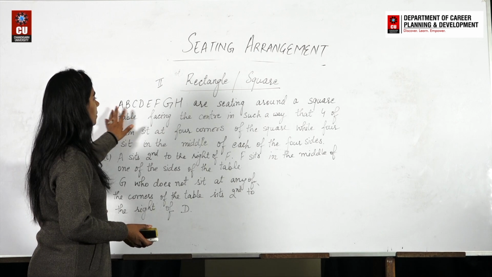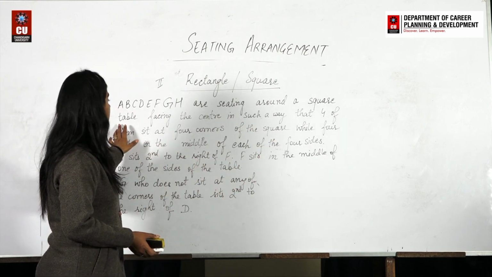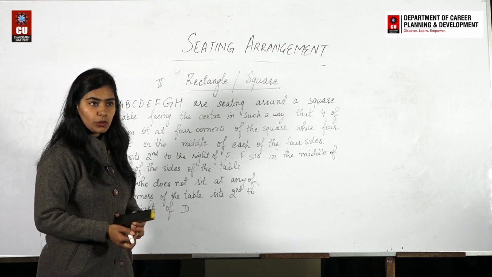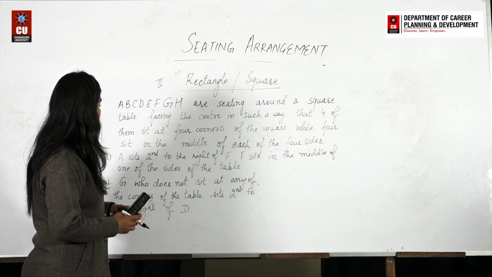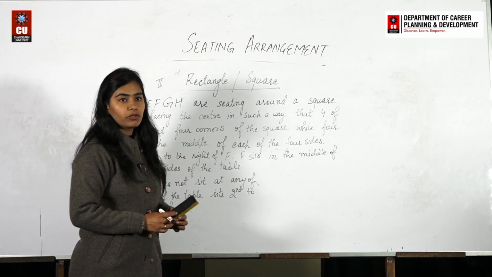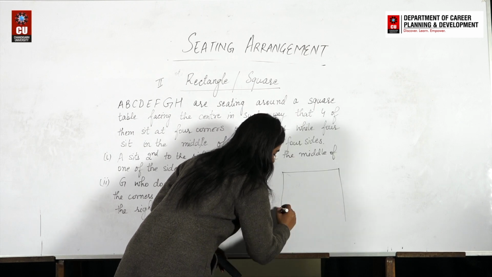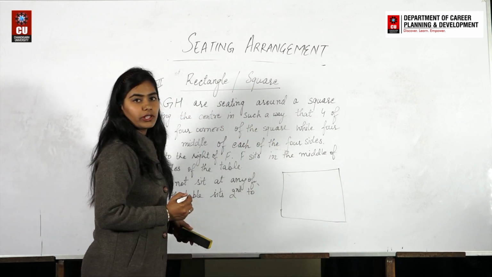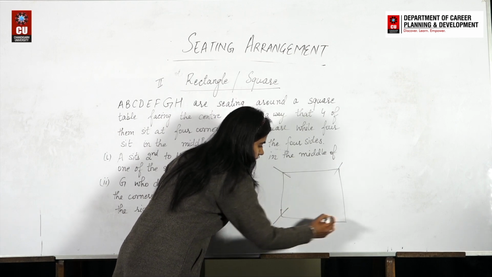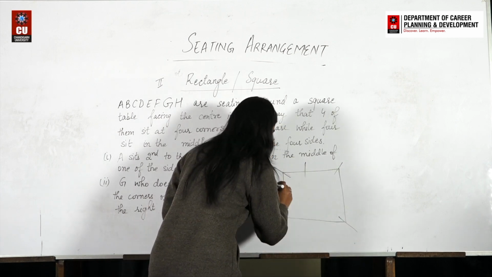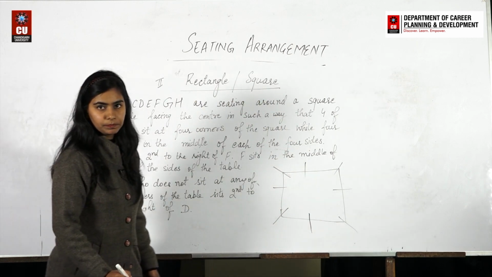Question says A, B, C, D, E, F, G, H are sitting around a square table facing the center in such a way that 4 of them sit at the 4 corners of the square, while 4 sit in the middle of each of the 4 sides. This is a square. 4 of them are sitting at the corners and 4 of them are sitting in the middle of each side.